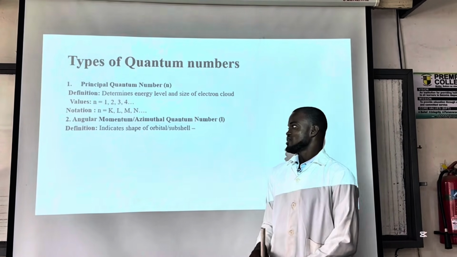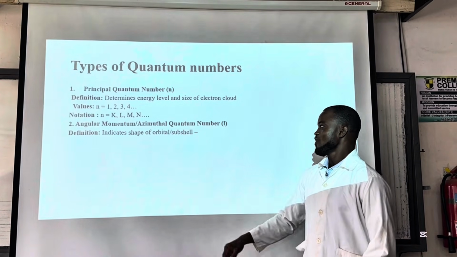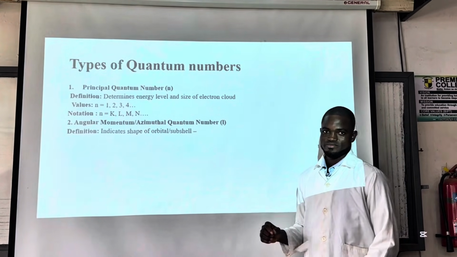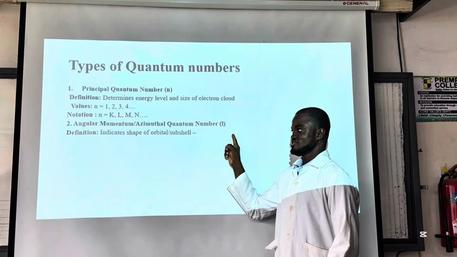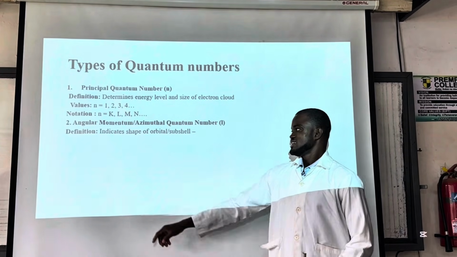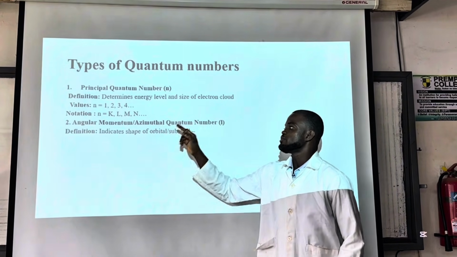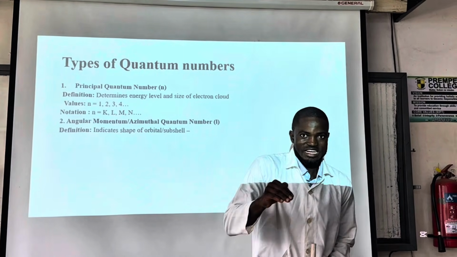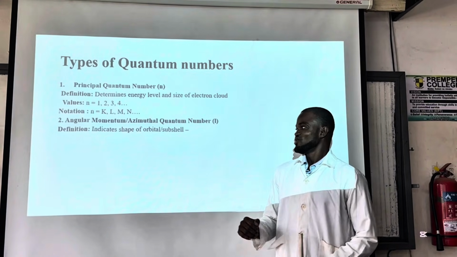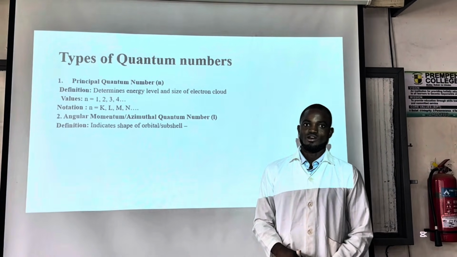The next type of quantum number is called the angular momentum quantum number, also called the azimuthal quantum number. And the symbol of this quantum number is small l. What does it do? The angular momentum indicates the shape of the orbital or the subshell. Inside the shell, we have subshells. So the angular momentum tells us the shape of these subshells or orbitals.